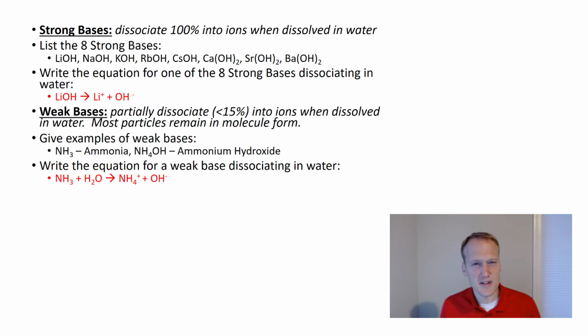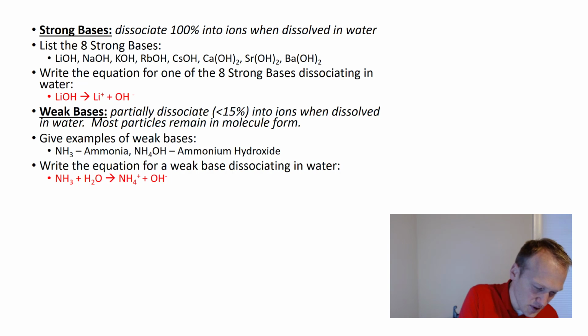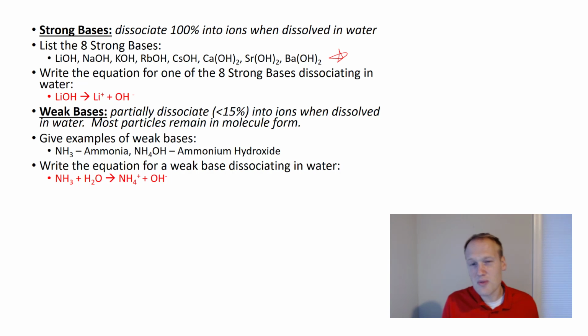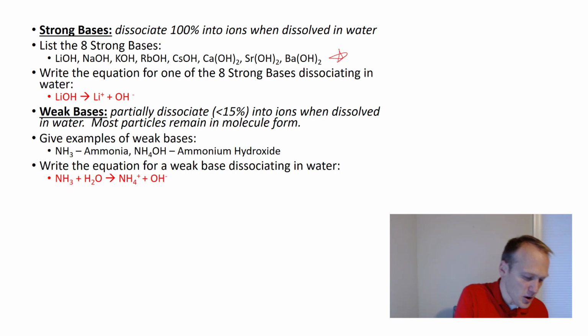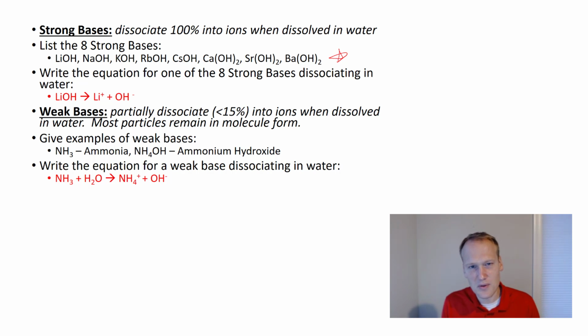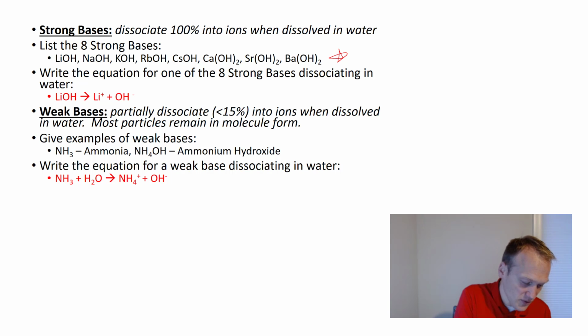Bases have the same categories. A strong base will dissociate 100% of the time. There's a list here of 8 strong bases, and we can write the equations for those. There are also weak bases that dissociate less than 15% of the time. Ammonia is an example of this, which is a household cleaner, and ammonium hydroxide is another example of this. As you can see, in the equation for the dissociation in water, the ammonia is taking a hydrogen from water, which leaves us an OH- ion.